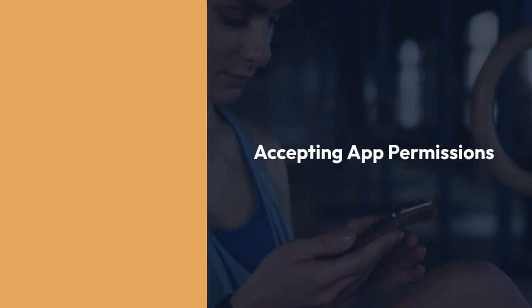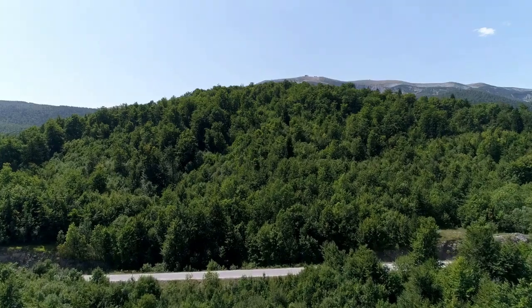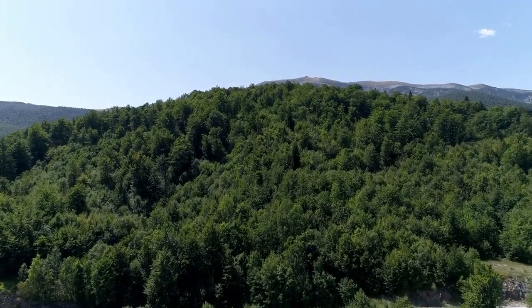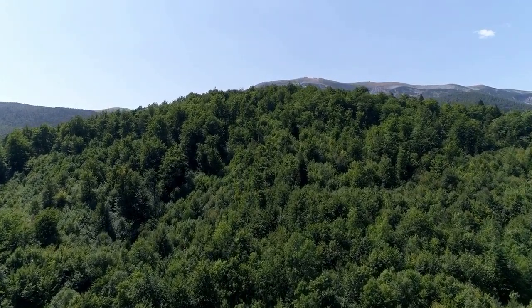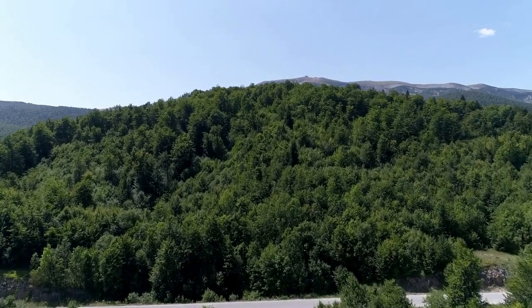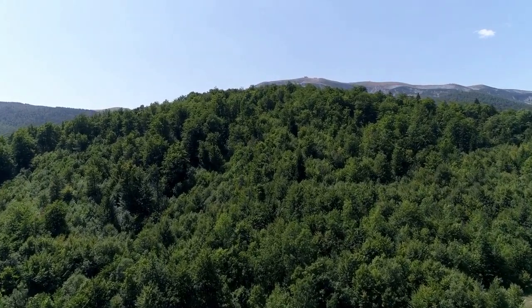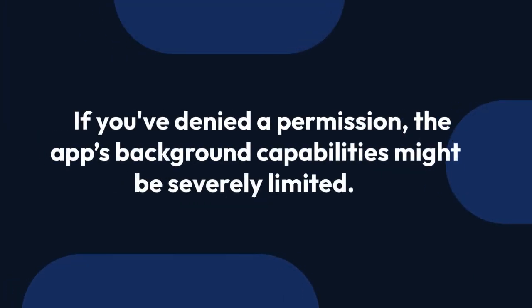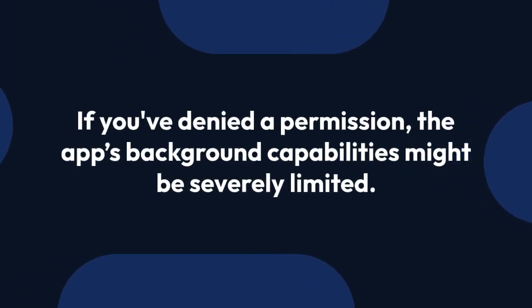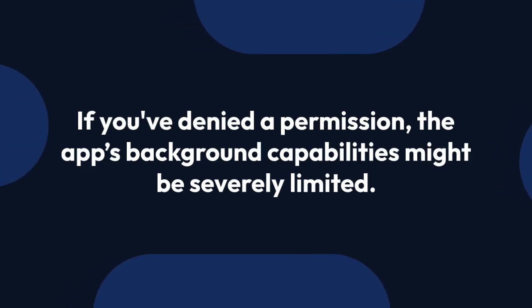7. Accepting app permissions. Ensure you've granted the necessary permissions to the apps you want to run in the background. This often includes location access, microphone access, or push notifications. If you've denied a permission, the app's background capabilities might be severely limited.